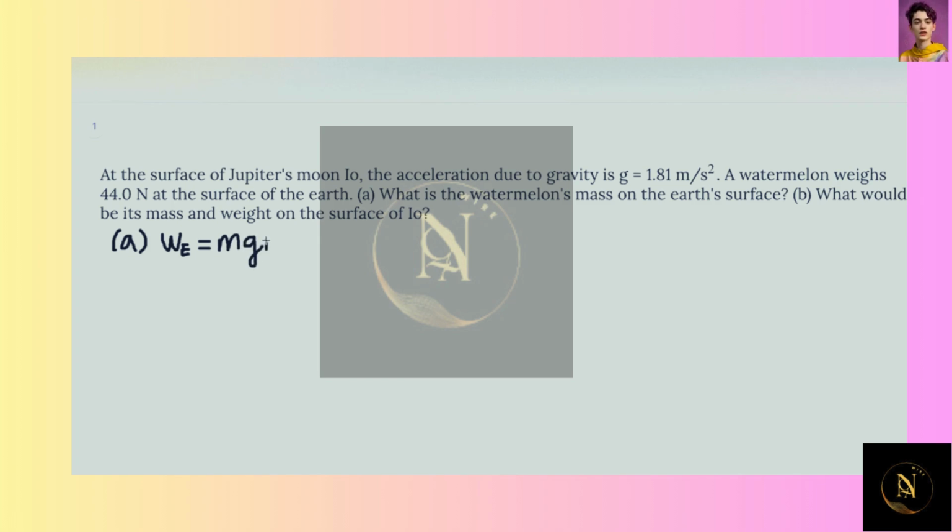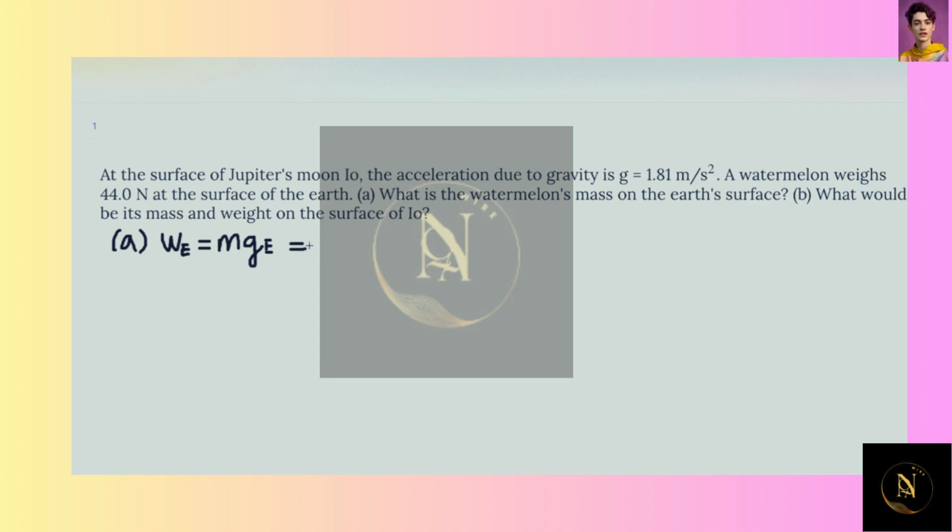Equation-wise, that's going to be equal to the watermelon's mass, which is an intrinsic property. It doesn't change regardless of location or where the watermelon is, multiplied by the gravitational acceleration, which is a quantity that can vary from one astronomical body to another. So we'll give that a subscript E.